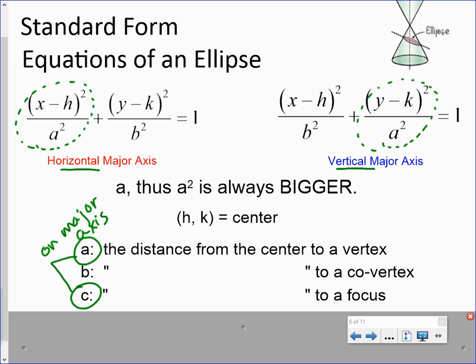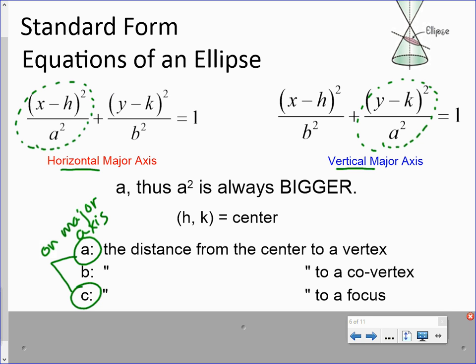So if you have a horizontal major axis, A is paired with x, then you count left and right A, you also count left and right C. I sometimes tell students, A and C are always friends. They always go on the same line. B is the only one that's the oddball. It has to go in the other direction.